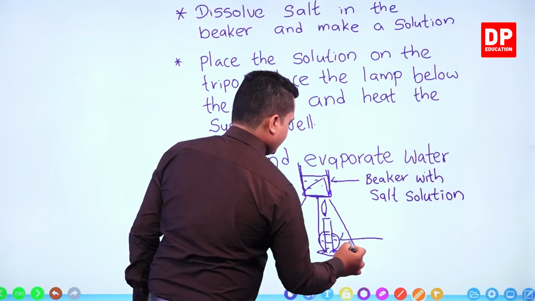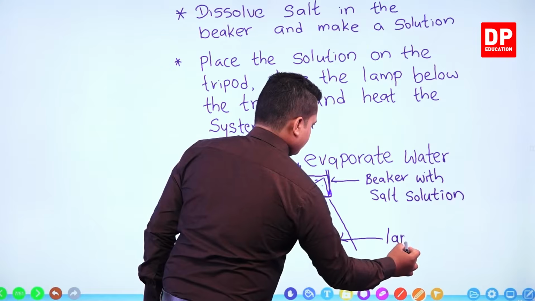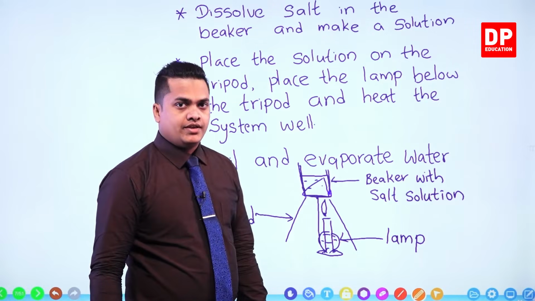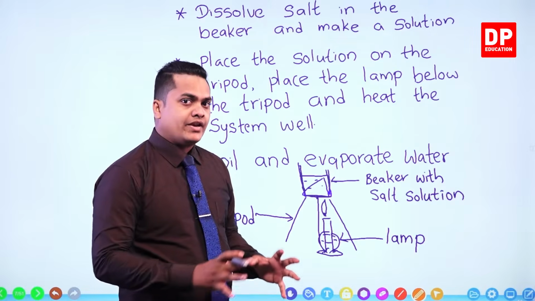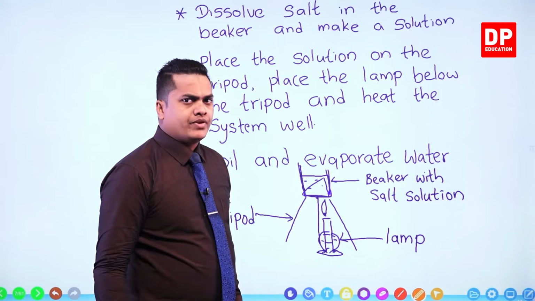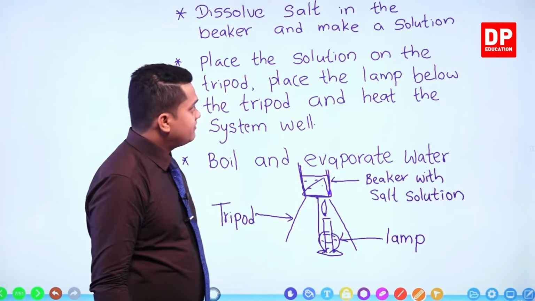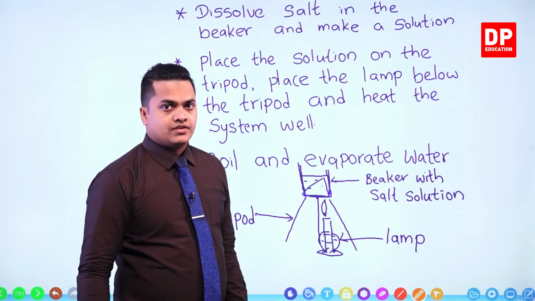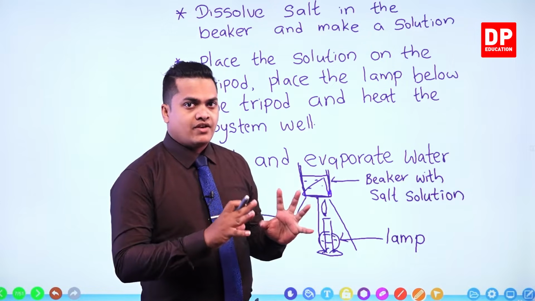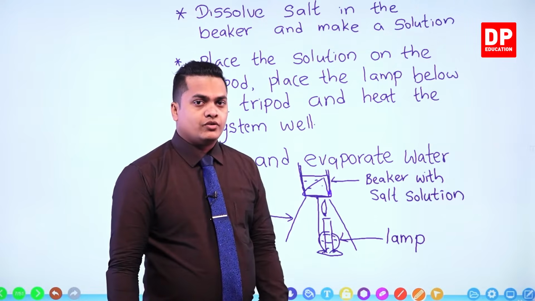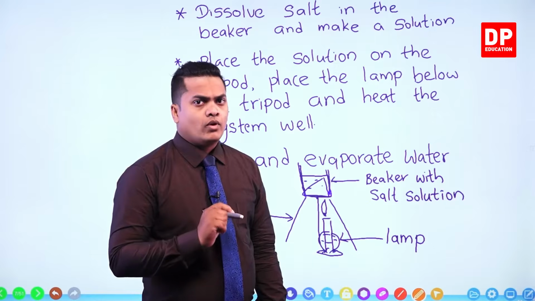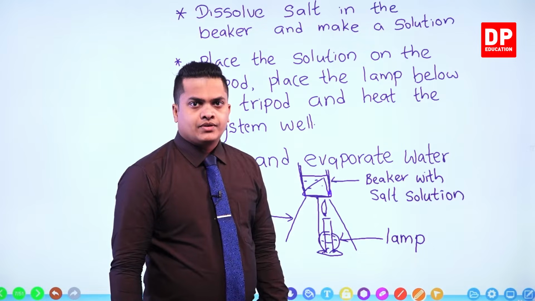And this is the lamp. It's really simple. You have to heat it and evaporate all the water, and now you have to observe what is going to happen. Right, so this is the way of conducting the activity, my dear children. First of all, you have to dissolve salt in it and heat it until the water evaporates. Let's see what is going to happen in here.